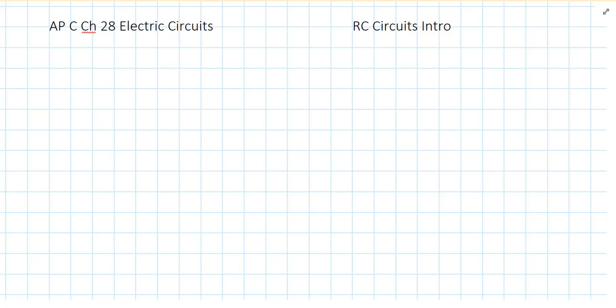Hey folks, this video is going to be an introduction to RC circuits, and no, it's not remote control like a car. RC is resistive capacitive circuits. And we're going to start with a real simple circuit.